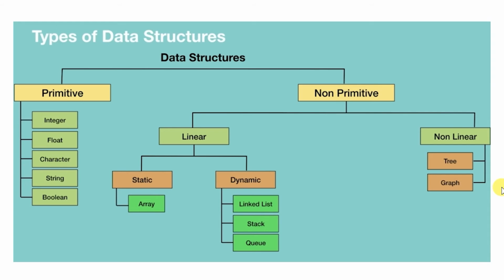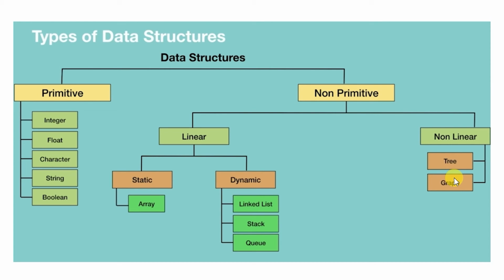The non-primitive data structure is classified into two types: linear and non-linear. First we will discuss non-linear. It is based on the arrangement of data. Actually, in the linear it is arranged in a sequential manner, and in the non-linear it is arranged in a hierarchical manner. The examples are tree and graph, and we will discuss them in future episodes.